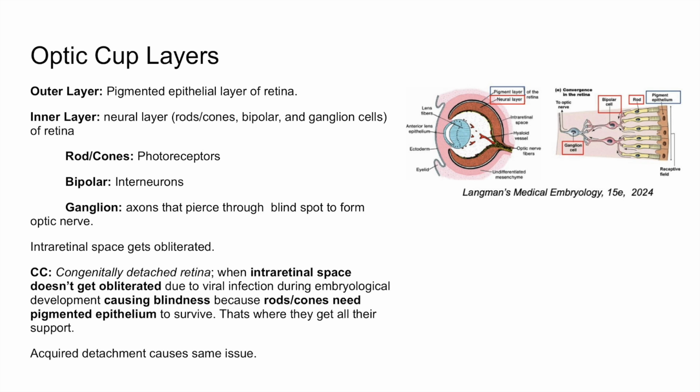So clinically, if the intraretinal space fails to obliterate during development, it can cause a congenital retinal detachment. So similarly, in acquired retinal detachment, the same separation occurs later in life, leading to the same fundamental problem, which is that loss of support from the pigment epithelium, which can ultimately cause vision loss or blindness. Okay, so the key takeaway here is that outer layer supports, the inner layer detects and transmits, and the physical connection between them is essential for vision to work at all.